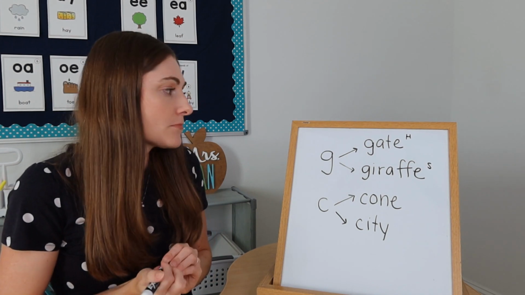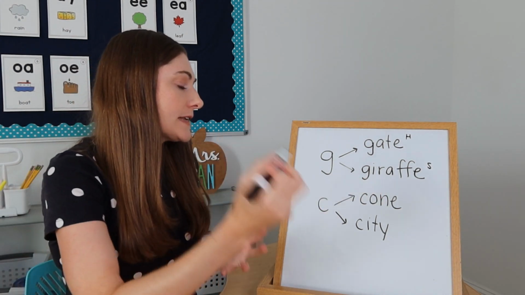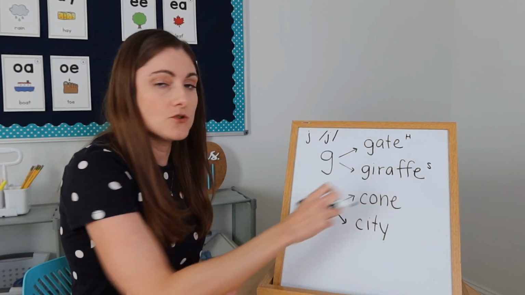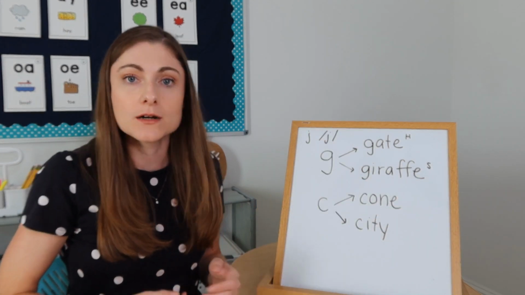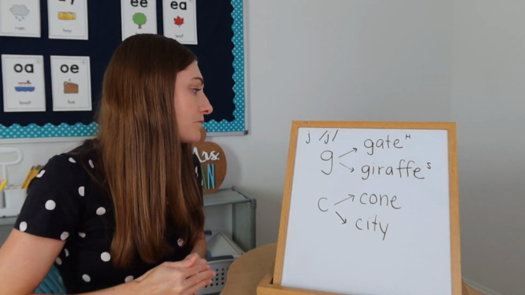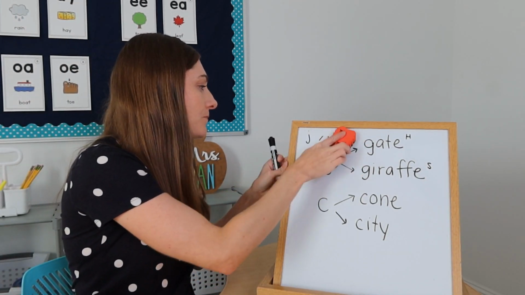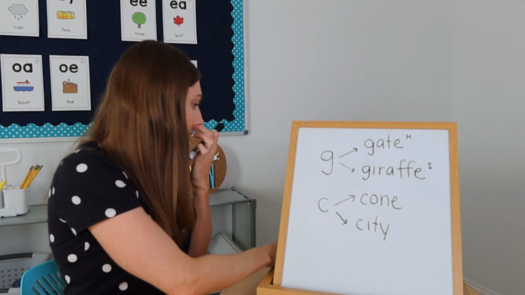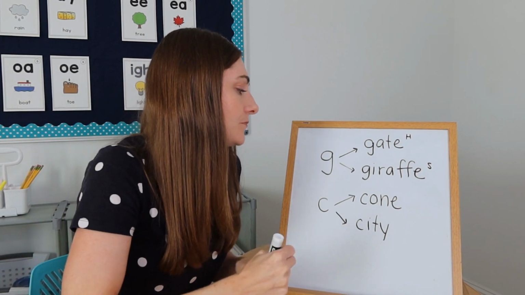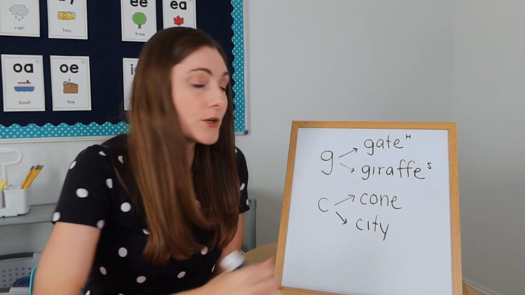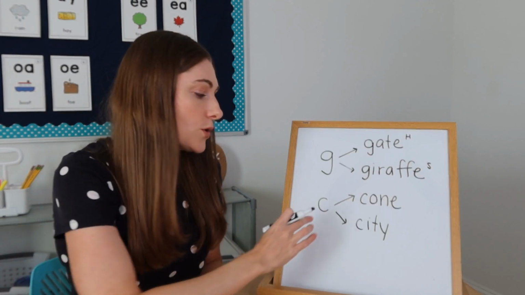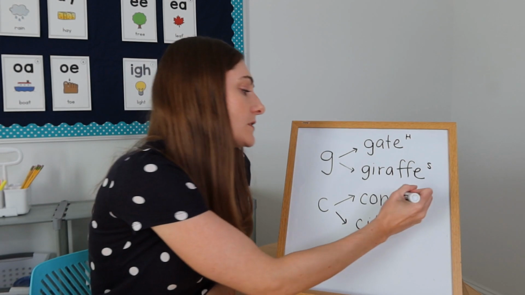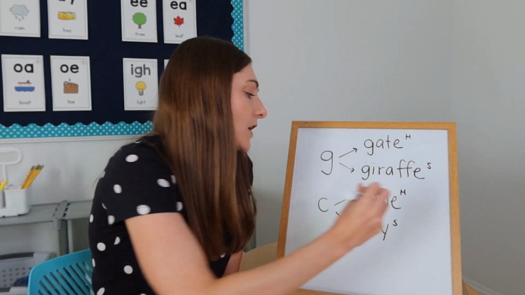And with this, it's the same phoneme as the letter J. So this is the phoneme in giraffe, right? So think about the word jar, giraffe, the sound is the same. So hard and soft G. And then we of course have hard and soft C as well. So we have C in the word cone, k, or we have C in the word city, s. So this is hard and this is soft.